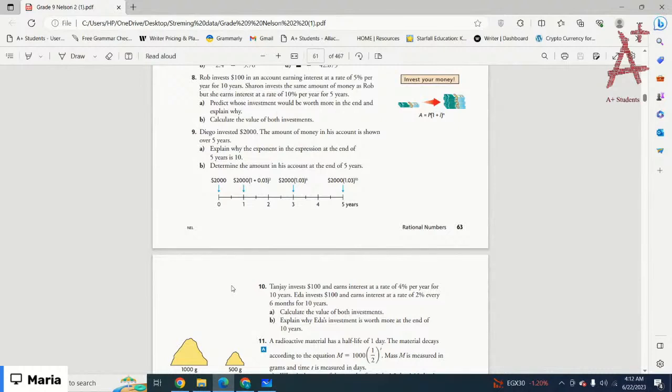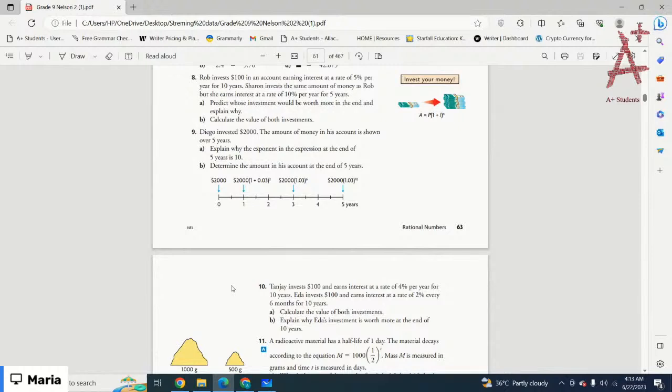Okay, Rob's investment is $100 in an account earning interest at 5% per year for 10 years, and Sharon has the investment at an interest rate of 10% for 5 years. So that means Rob will earn more interest because Rob has the investment for 10 years, but Sharon has it just for 5 years. Got it? So the longer the period, the more interest he can earn.